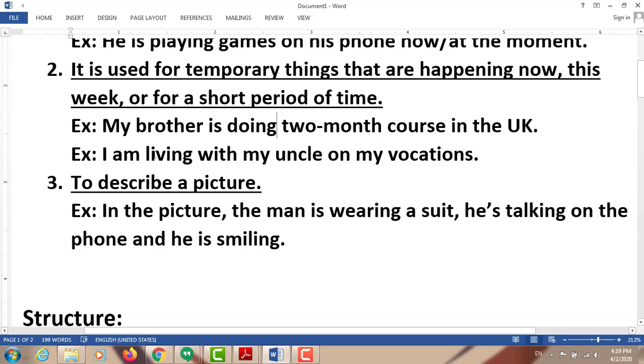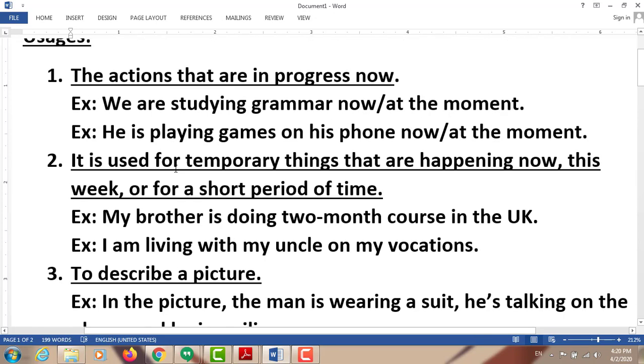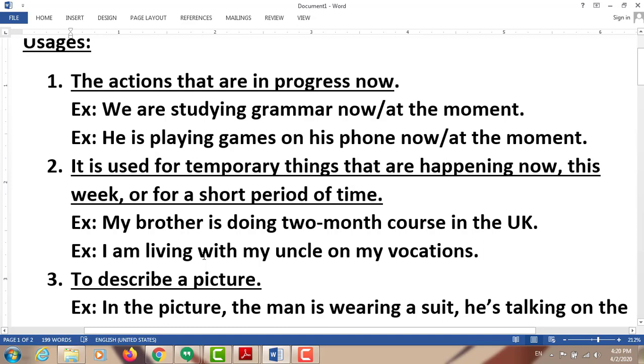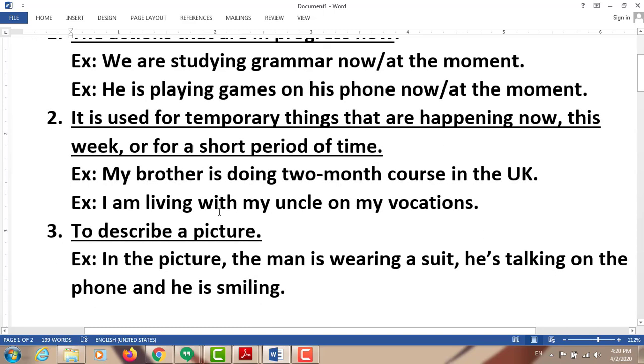Next example, I'm living with my uncle on my vacations. Okay, that means when your vacations are over, you won't live with your uncle. Only because you are on vacation, you are living with your uncle. That's it. So this is a temporary action.